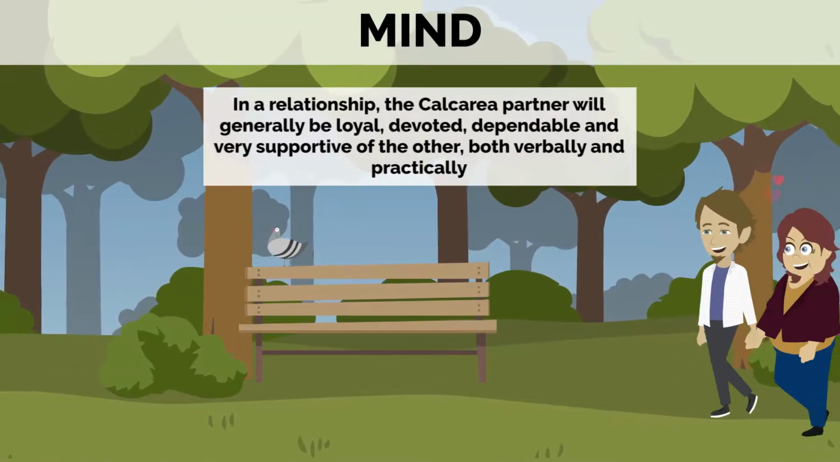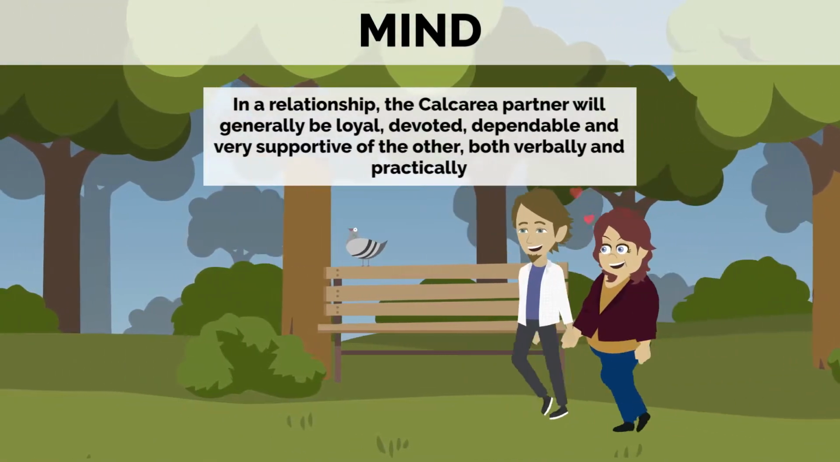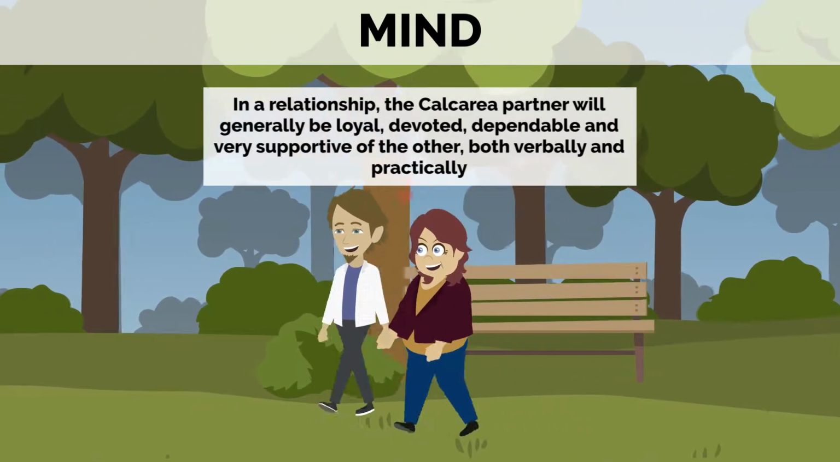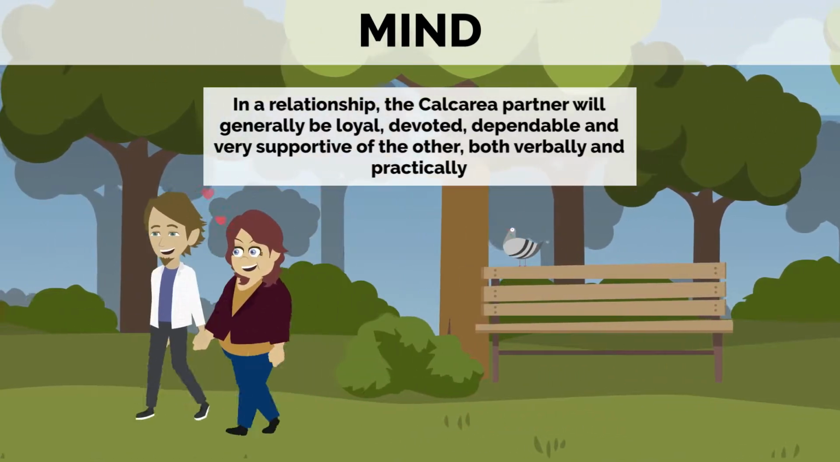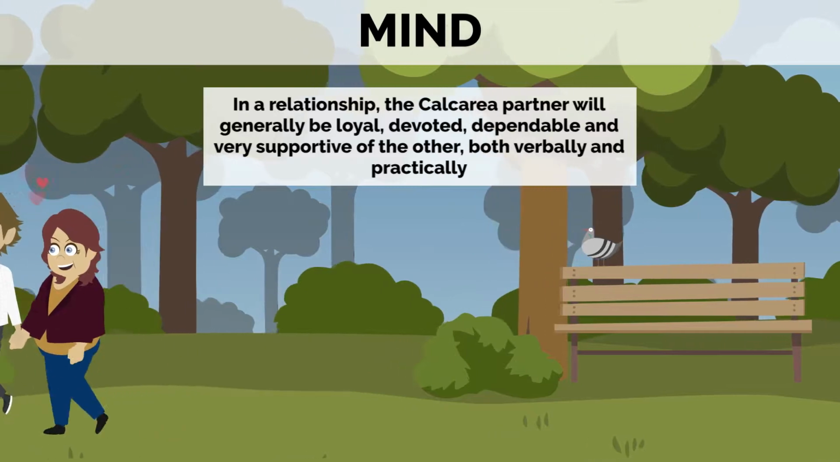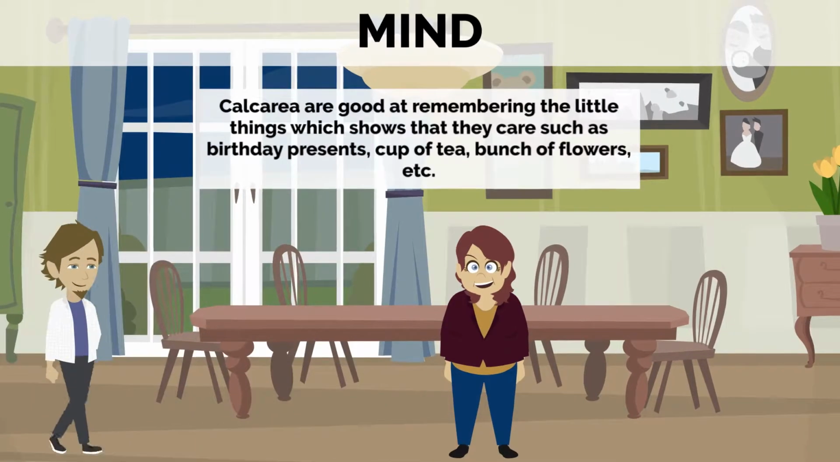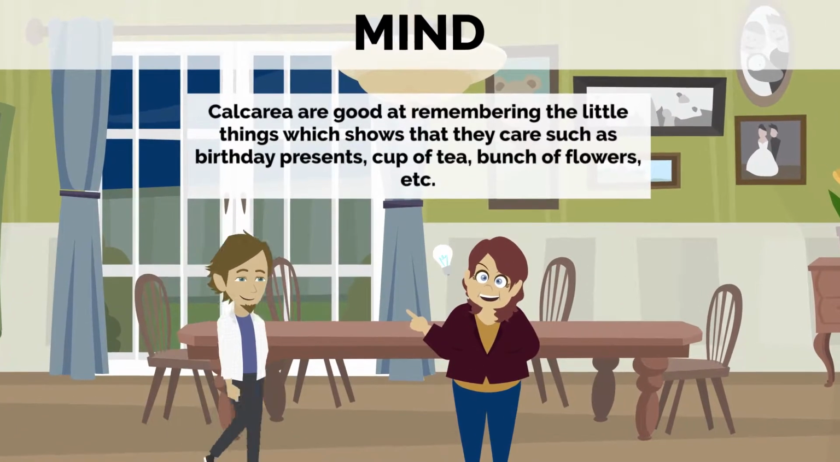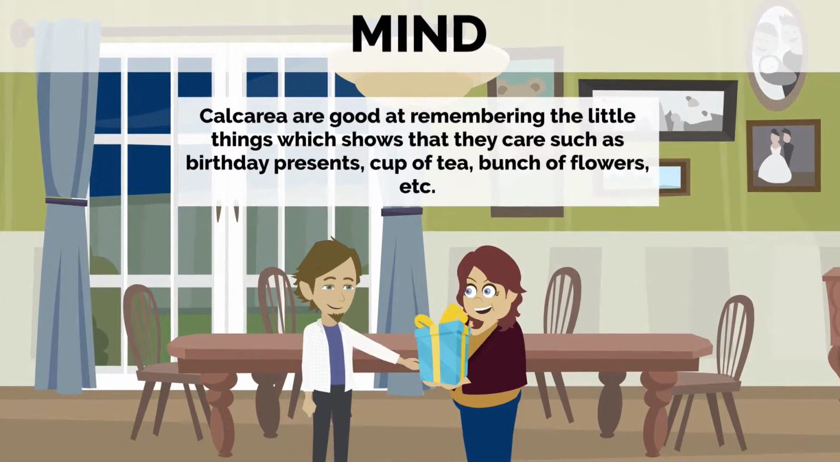In a relationship, the Calcarea partner will generally be loyal, devoted, dependable and very supportive of the other, both verbally and practically. Calcarea are good at remembering the little things, which shows that they care, such as birthday presents, a cup of tea, a bunch of flowers, etc.